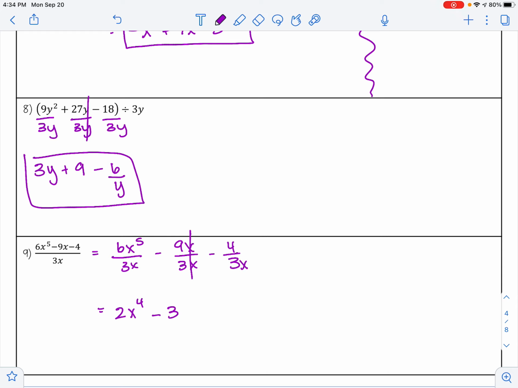Oops, here I forgot my x. And then 4 over 3x. 4 divided by 3, that does not reduce. We don't want decimals when we're dividing. We want to keep things as fractions when possible. And so since this doesn't reduce, that's going to stay that way. And this x doesn't have a companion in the numerator, so that x is just going to stay in the denominator. So my answer is 2x to the 4th minus 3 minus 4 divided by 3x.